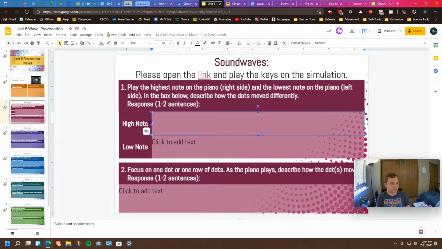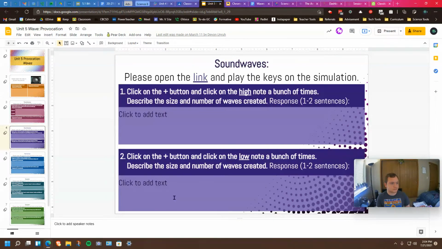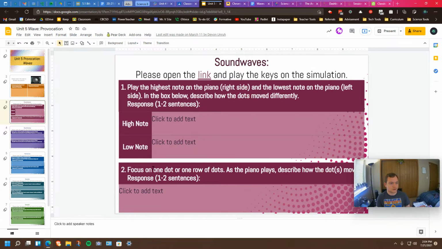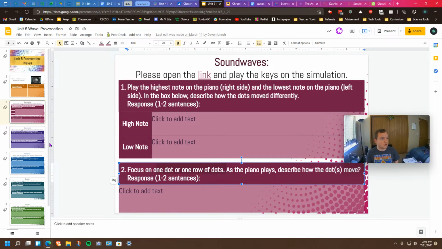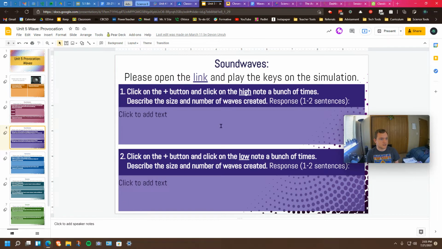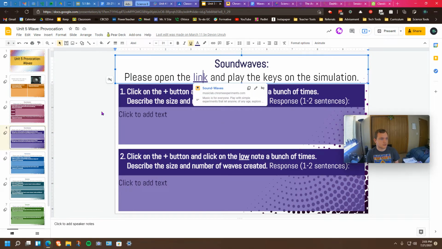So you're going to describe what it looks like with the high note versus the low note. You're trying to focus on one row of dots, and as it plays, you're trying to see, are the dots moving across the screen, or are they just going back and forth? You can describe how they move. And a lot of this is the same one? It is the same one.